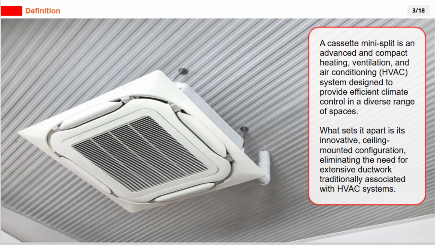A cassette mini-split is an advanced and compact heating, ventilation, and air conditioning system designed to provide efficient climate control in a diverse range of spaces. What sets it apart is its innovative, ceiling-mounted configuration, eliminating the need for extensive ductwork traditionally associated with HVAC systems.